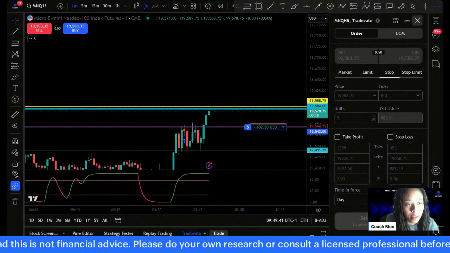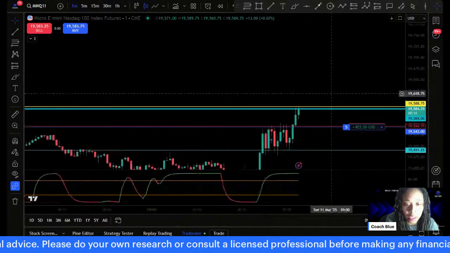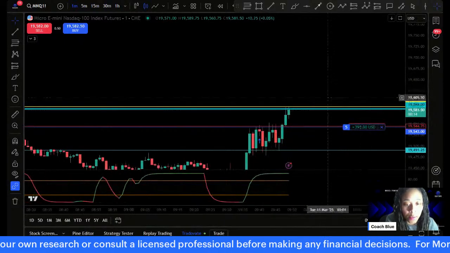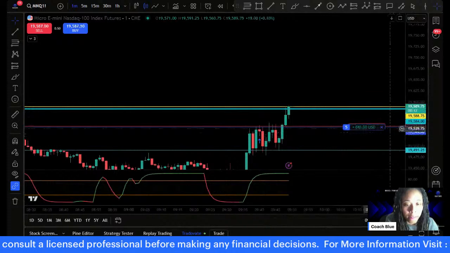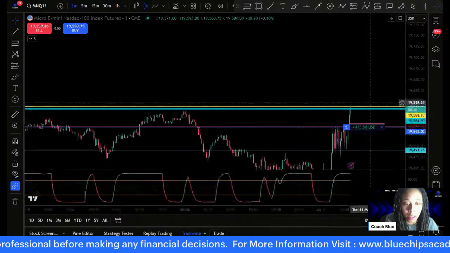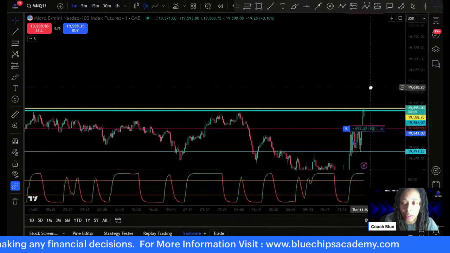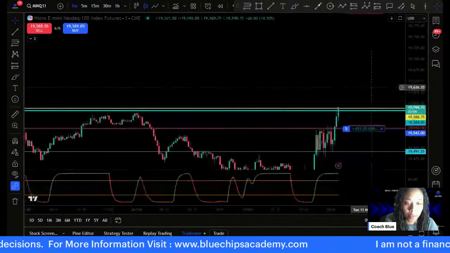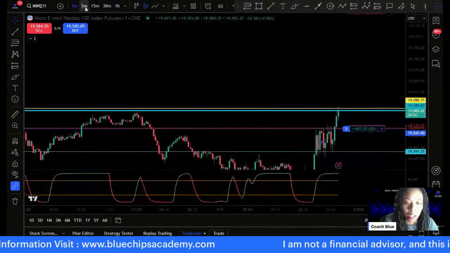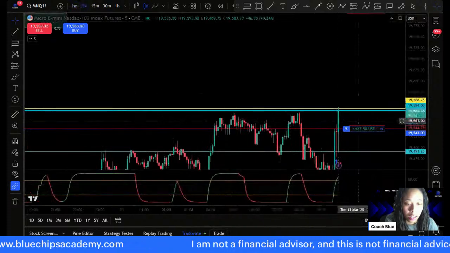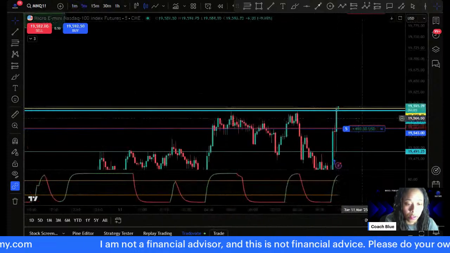All right, guys. Let's see if we can push through. See if the buyers can break through this level. If we break through this level, then we have a lot of upward momentum here. We have a lot of upward potential. So let me go to the 5-minute and see if we can push through this thing. Let's see.